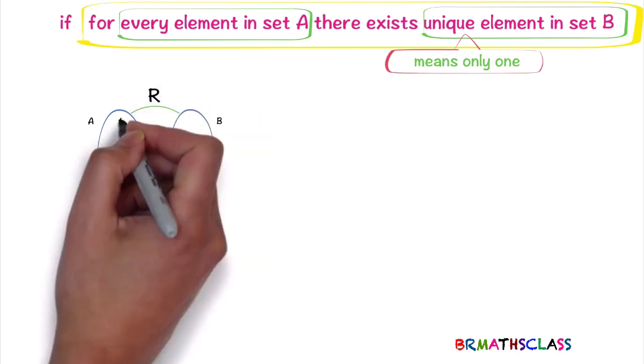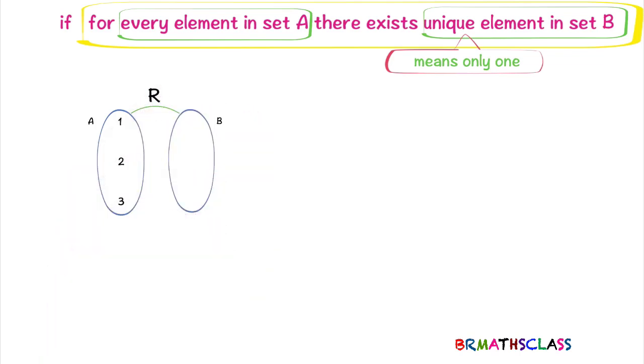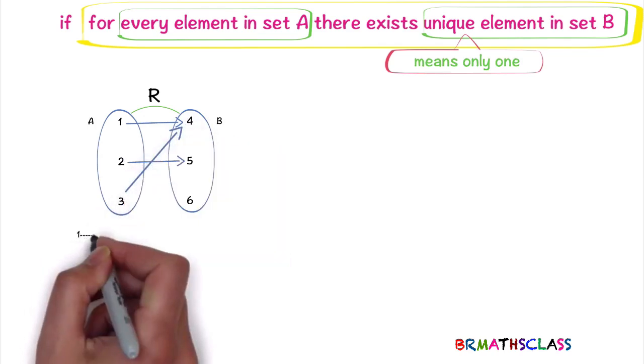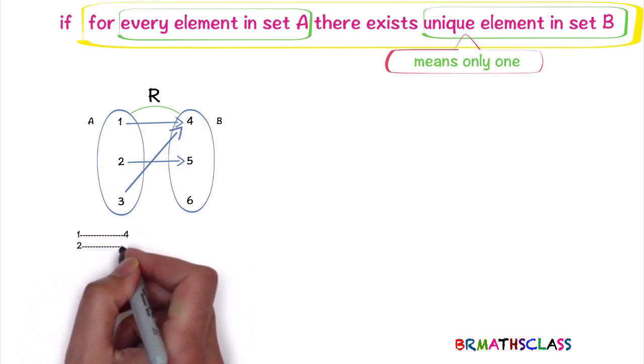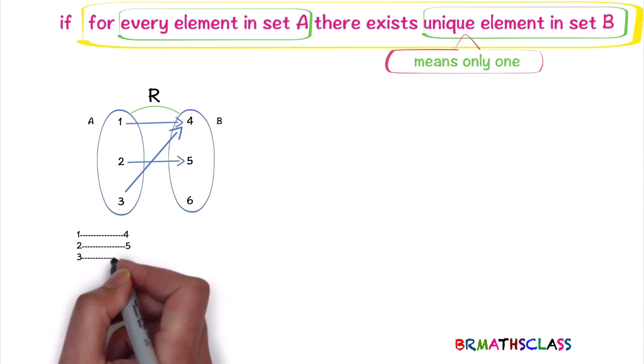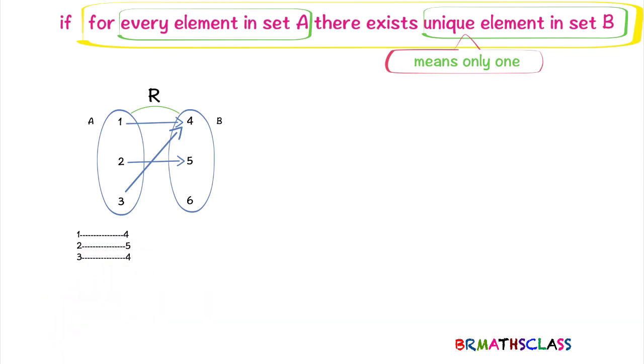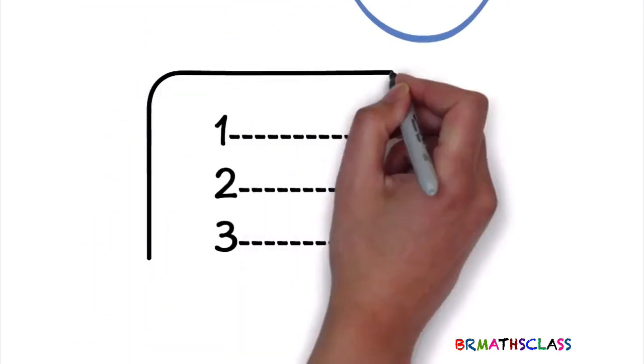If you observe this relation R from A to B, 1 is related to 4, 2 is related to 5, 3 is related to 4. If you observe for the element 1, how many elements exist? Only one element, that is 4. For the element 2, there exists only one element, that is 5. For the element 3, there exists only one element, that is 4. For every element in set A, there exists only one element in set B.